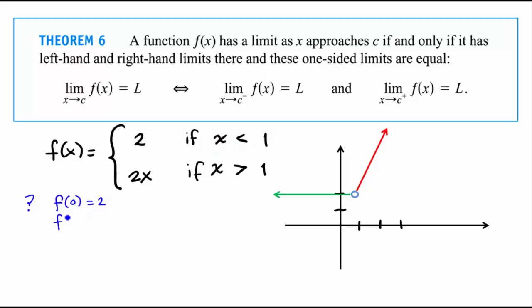What is f of 0.5? Again, it's 2. F of 0.9 is 2, and so on. So we see that the limit of f as x approaches 1 coming from where? From the left. It's coming from the left because you see I started with 0, then 1/2, 0.9, etc. So the limit is 2.